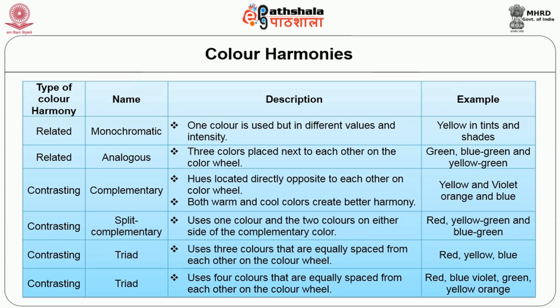Complementary color includes two colors. Double complementary color includes four colors. Split complementary makes use of three colors. Triad uses three colors and tetrad uses four colors. It is shown on the table displayed. The effect of color on individuals is an important aspect for a fashion designer to learn about.